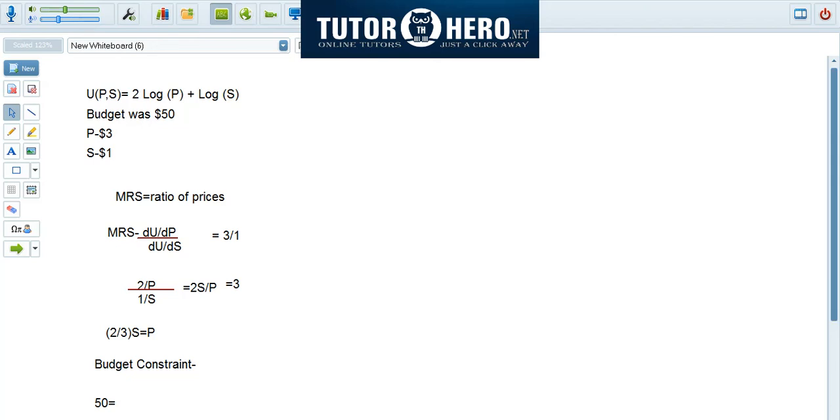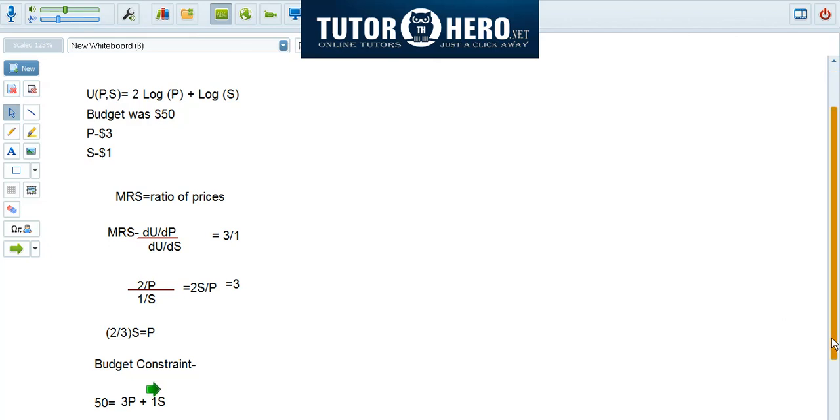So what does our budget constraint look like in this case? Well, we've got 50 equals 3p plus 1s, or 3p plus s. So what does that mean? On the left side is the total amount of money you're spending, and on the right side is also the total amount of money you're spending, but expressed in terms of the two goods. So 3p represents the total amount of money spent on pizza. 1s represents the total amount of money spent on soda.